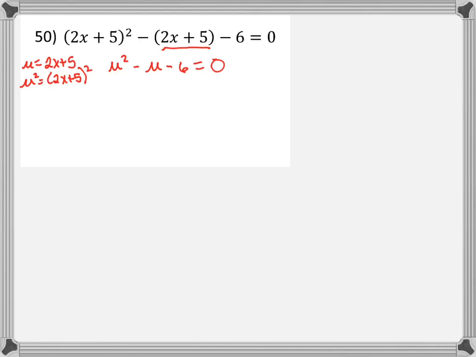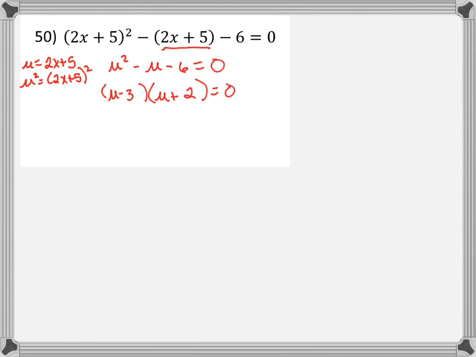Substituting in, that makes this original equation turn into u squared minus u minus 6 equals 0. And this is a simple quadratic equation that we can solve by factoring. What are numbers that multiply to negative 6 and add up to negative 1? They are negative 3 and positive 2.